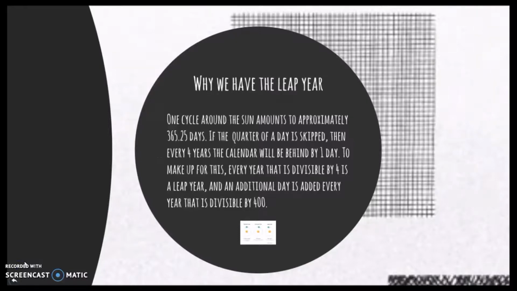One cycle around the sun amounts to approximately 365.25 days. If the quarter of a day is skipped, then every 4 years the calendar will be behind by 1 day. To make up for this, every year that is divisible by 4 is a leap year, and an additional day is added every year that is divisible by 400.